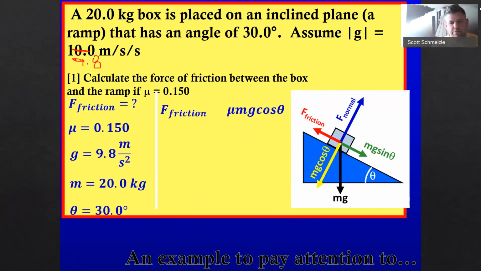So we can look at our force of friction. Our force of friction is going to be mu mg cosine theta. That's the part here that's going downwards into the ramp, that'll be our weight portion, the yellow. So we want to find the equal and opposite part of that, which is our normal force going upwards. So when we plug it in, our mu is 0.15, mass is 20, our gravitational acceleration is 9.8, and our angle is 30. Here again, make sure that you're in degrees.